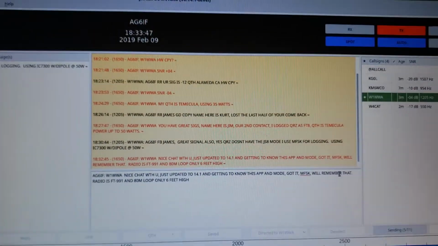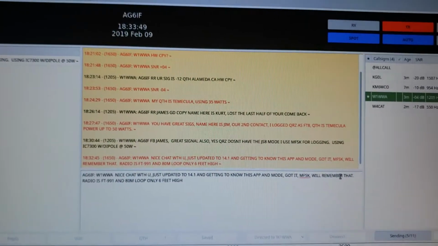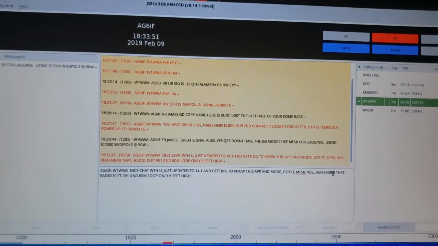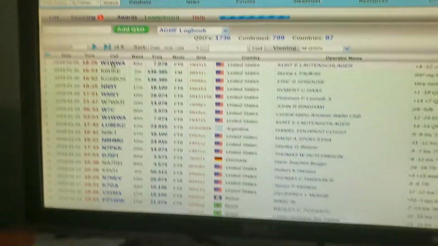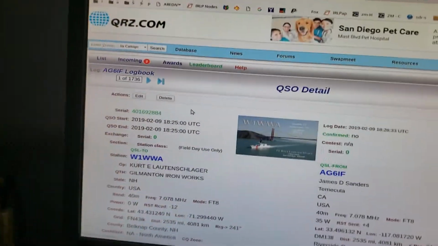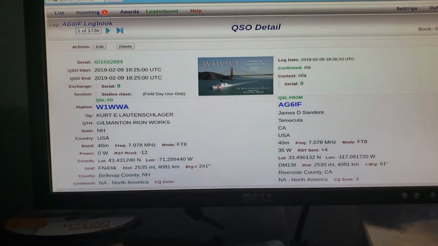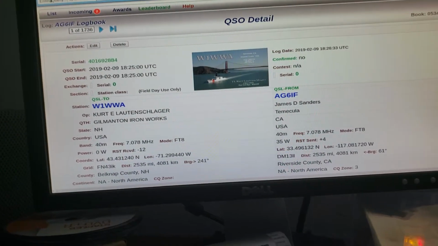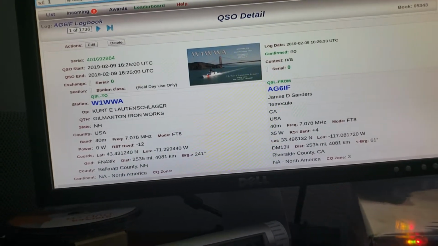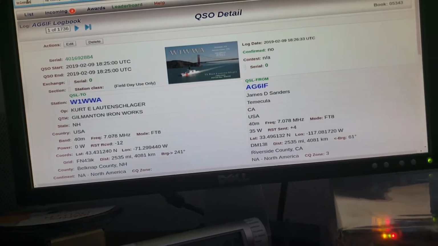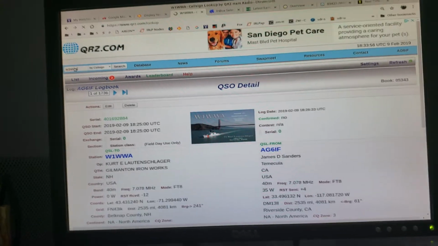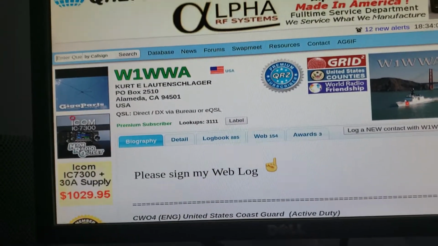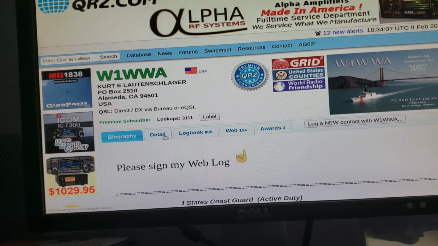W1WWA. It's kind of a cloudy morning here in Temecula. We're not that far apart, mileage wise, let's see here. Looking at QRZ, the logbook. Let's just go up here. It might be easier. W1WWA. Yeah, both of my wife's family. All right, Alameda, California.